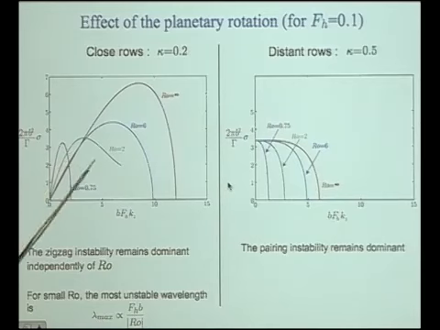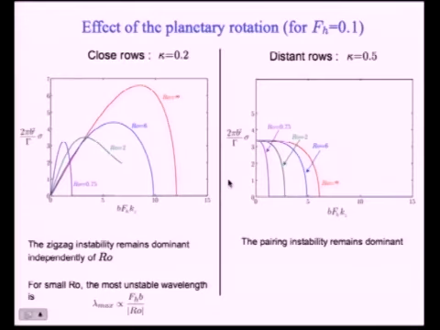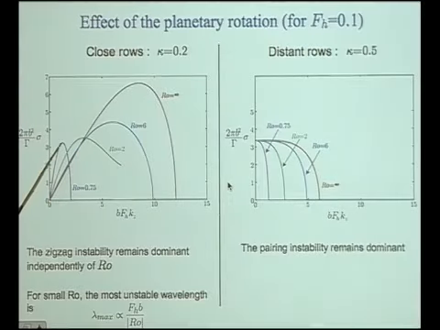Now, if we look at the effect of the planetary rotation, so we fix the Froude number, and we see that the zigzag instability remains dominant for all Rossby numbers. Its growth rate decreases with the Rossby number, but then for small Rossby number, the growth rate remains constant.